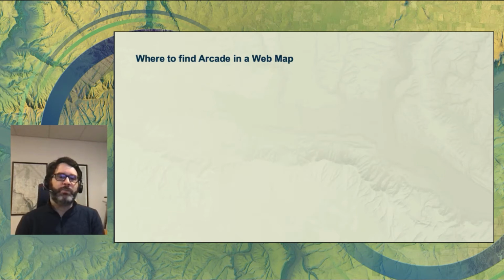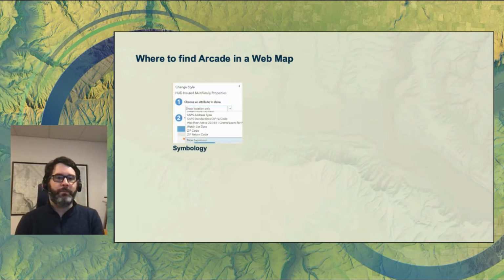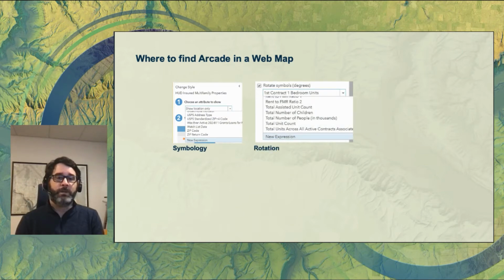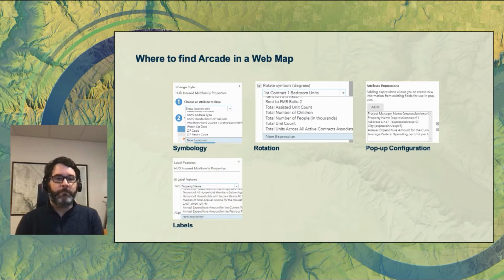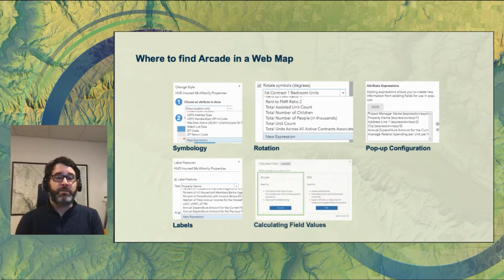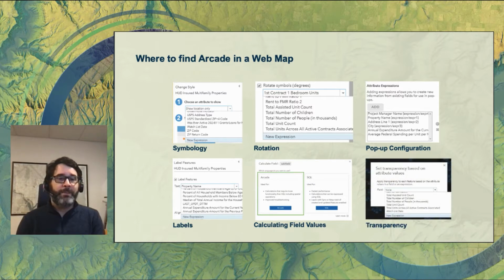Let's look at where these profiles exist when authoring a web map. Changing the symbology of a layer. Altering the rotation of individual features based on the data associated with each. Creating a custom display that is shown to the end user in a pop-up. Configuring labels that may combine one or more attributes of a feature. Calculating new field values based on values of another field. Or dynamically setting a feature symbol's transparency value.